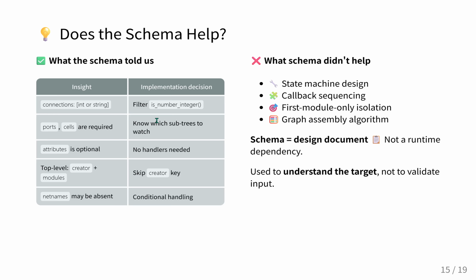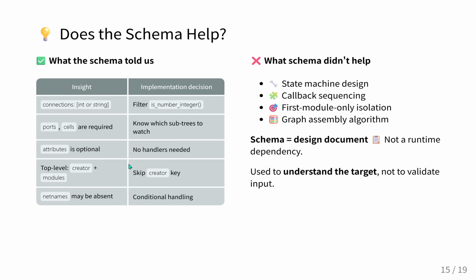Yes. They also knew that the ports and cell sections were strictly required for the file to be valid, so they knew exactly which subtrees their state machine needed to watch. They also learned they could completely ignore optional metadata, like the creator key, saving processing time. So the schema is fantastic for reconnaissance. Yeah. It tells you exactly what the terrain looks like before you land. Exactly. But what did it fail to do?